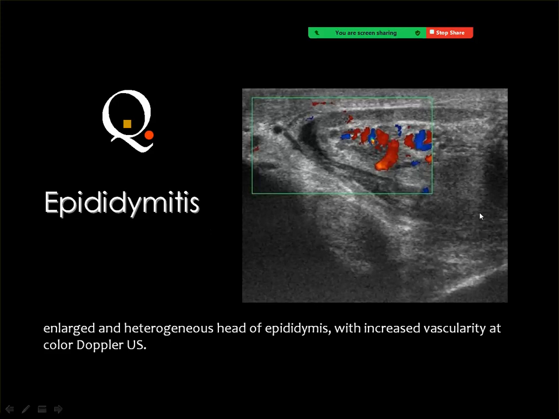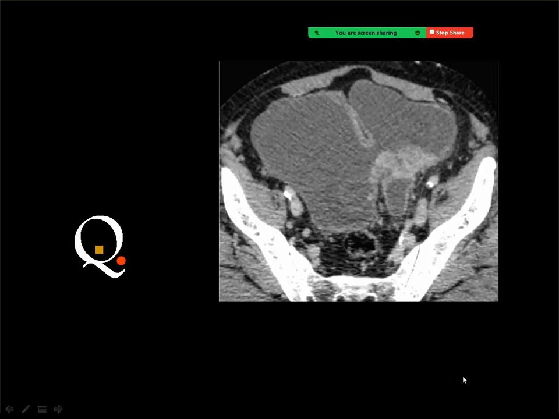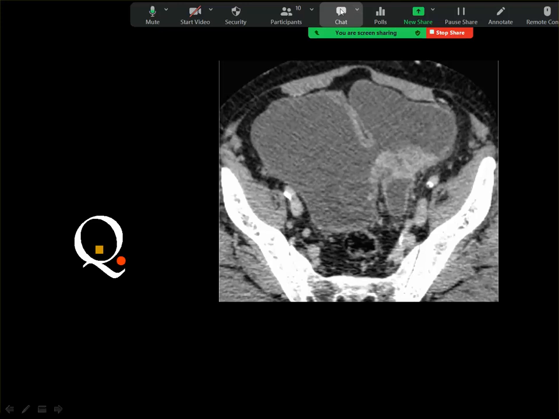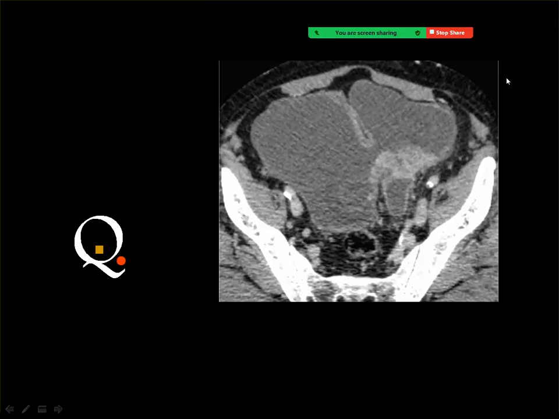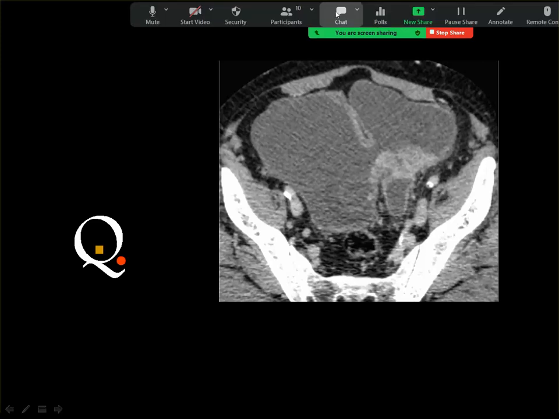And at that time, you can also see Doppler flow in the involved testis, and the diagnosis will be epididymo-orchitis. The next case is a post-contrast CT scan obtained from the pelvis of a patient complaining of hematuria.